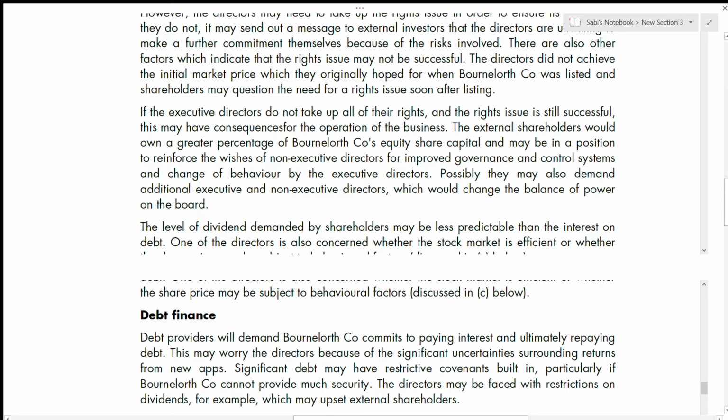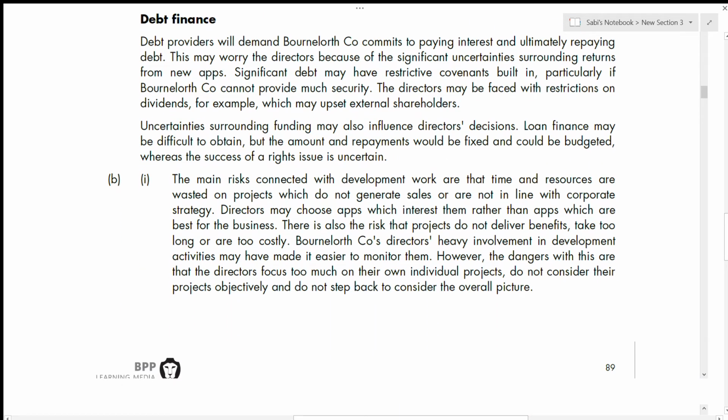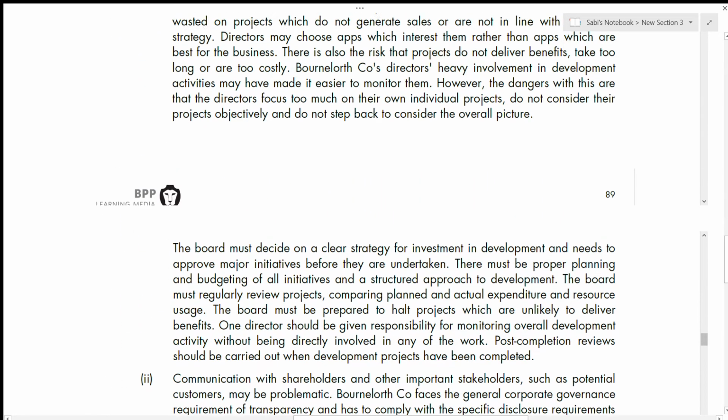So all this they are bringing, they are saying why the right issue should not be used. Right? Because they are questioning the directors whether the stock market is efficient, whether the share price is subject to behavioral factors. Right? Now let's go to the debt finance. Wow, debt finance is pretty long.